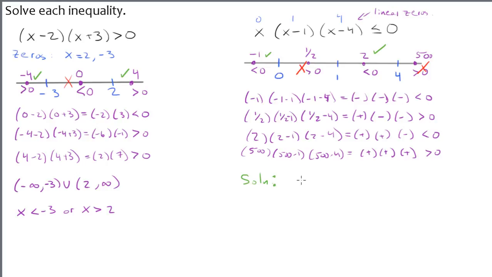Our solution is less than 0, so negative infinity to 0, and we are allowed to be at 0 because we have less than or equal to, or we could be between 1 and 4. And if we want to use greater than, less than notation instead of interval notation: x less than or equal to 0, or 1 less than or equal to x less than or equal to 4. And that's our solution. That's it for our introduction to solving inequalities.